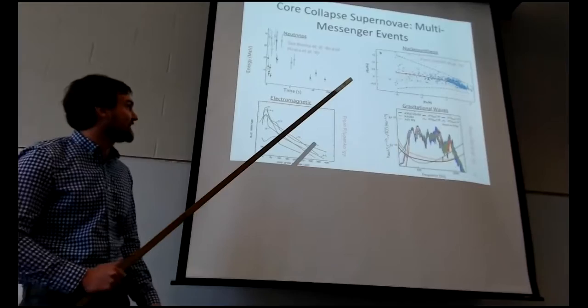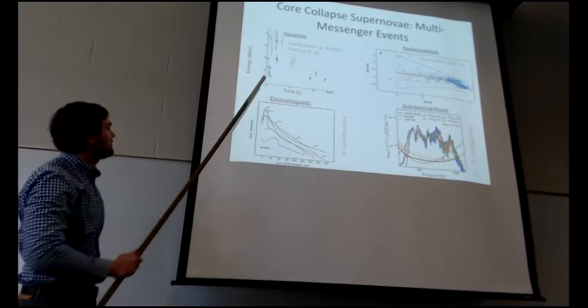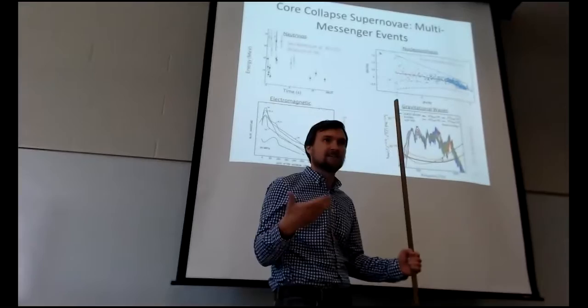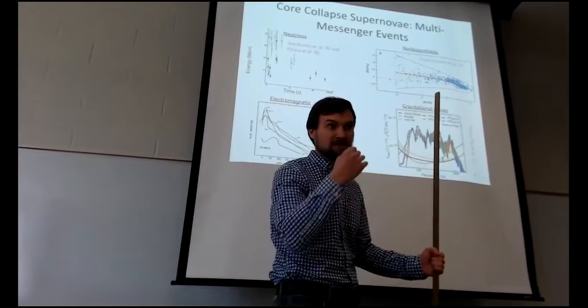But the main thing I want to talk about today is the neutrinos that come from the interior of these things, and what those might tell us about the properties of dense matter and what's going on in this proto-neutron star that's formed after the collapse of a massive star.